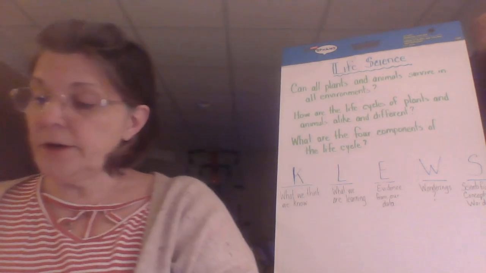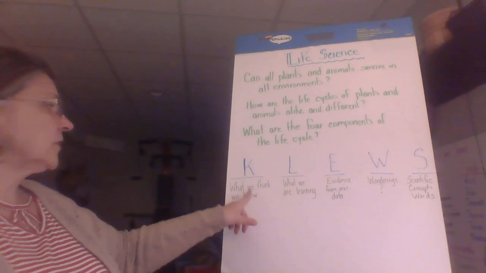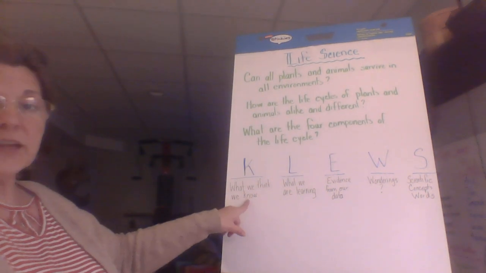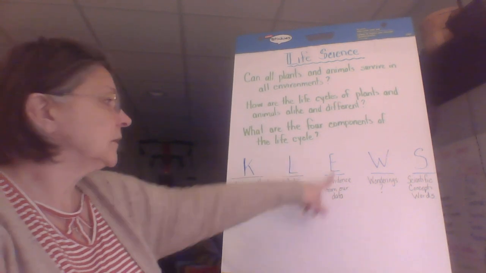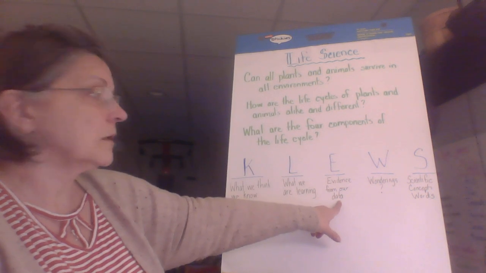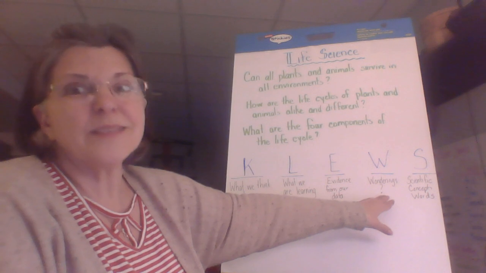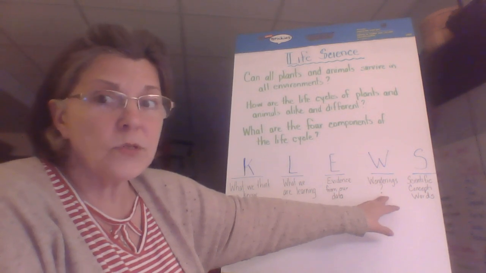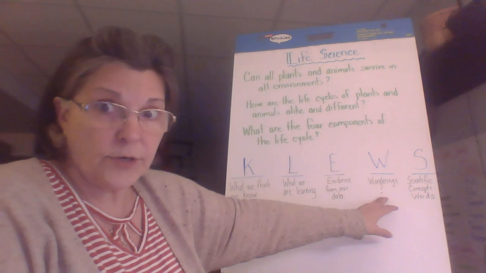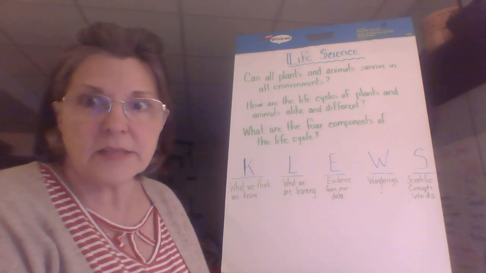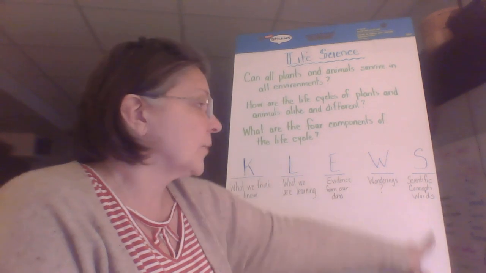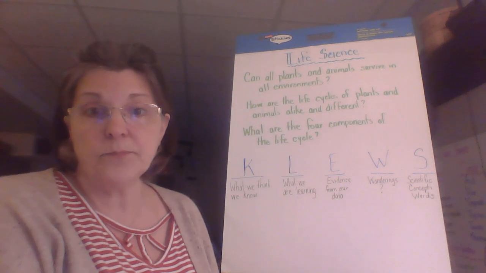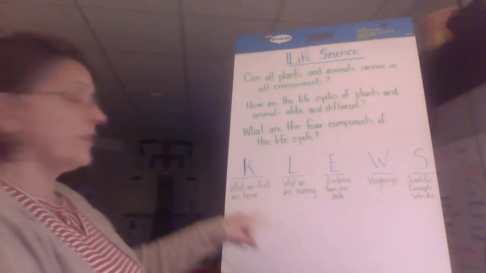And in our clues chart, if you can see here, I want you to remember that in a clues chart, we're writing down what we think we know, what we are learning, the evidence that we have from our data, our wonderings, more of those questions that we have, and those questions come up throughout our learning. We might learn something and then that will make us think of another question. And then we have our scientific words, our concepts that we're going to keep over here, our vocabulary.